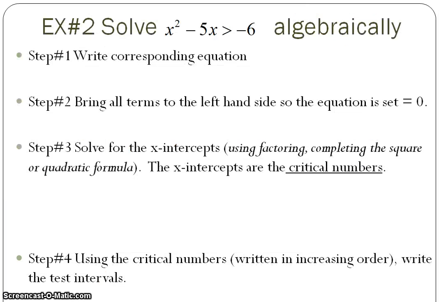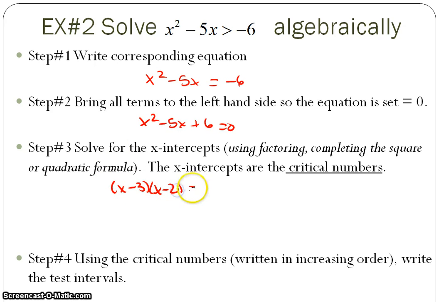Okay, so let's move on to example number 2. Same way, we're going to solve this one, and we want to write the corresponding equation, x squared minus 5x equals negative 6, or bring all terms over, x squared minus 5x plus 6 equals 0. We are going to have to factor this. So remember, factor, complete the square, or quadratic formula. Go ahead and pause it so that you can factor it. And this factors into x minus 3, x minus 2 equals 0, or x equals 2 and 3.